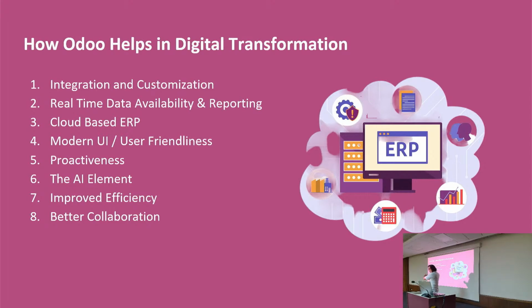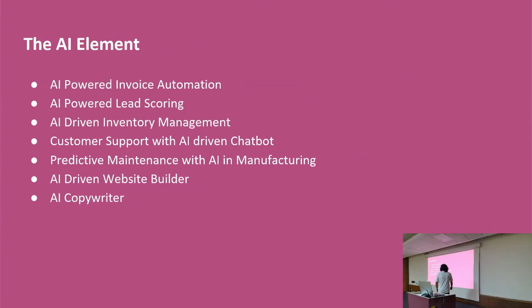So the AI element, and we will talk in more detail about the AI element in the next slides. Improved efficiencies, right? So Odoo is always improving the efficiencies for businesses, its own efficiencies as well, right? And better collaboration. As you have seen, every module is interconnected and it is helping every department of an organization to collaborate very easily. So with these features, basically, Odoo is helping in doing the digital transformation. Okay.